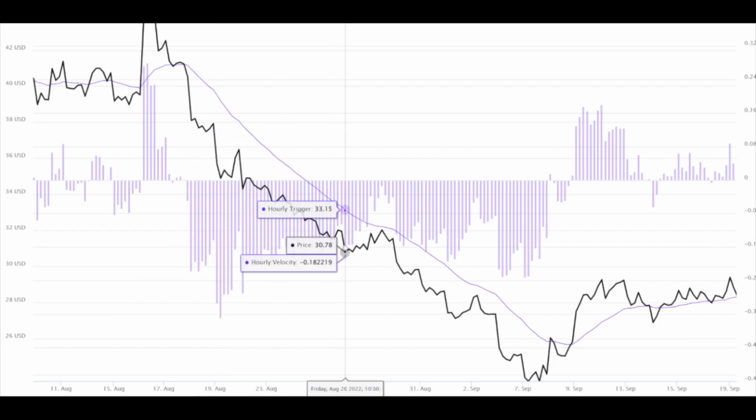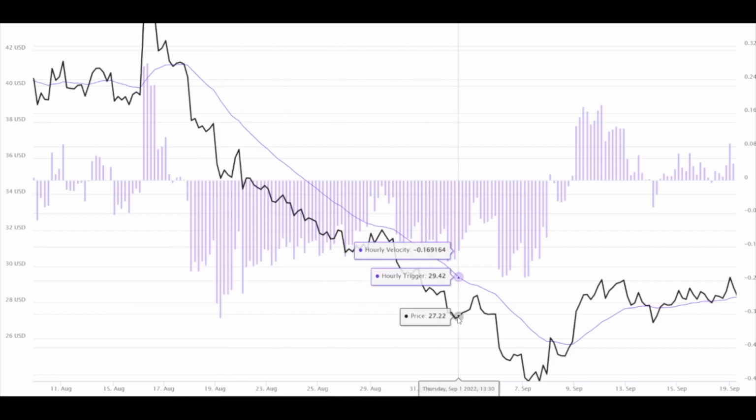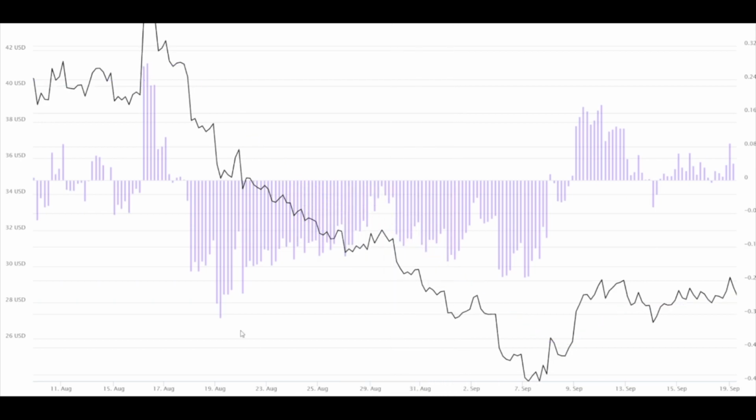making new lows. Then price comes down, makes another new low at 27.13. And again, if I remove the hourly trigger, you can see that this print right here is not as negative as it was over here at negative 0.32. And so you have your first bullish divergence here, your second bullish divergence here, and when price comes down to 24.64, that's your third bullish divergence.